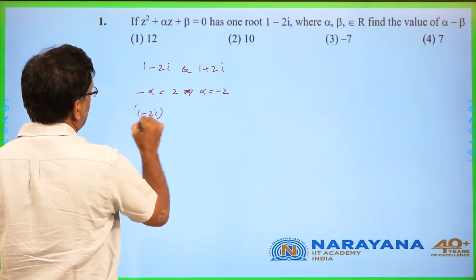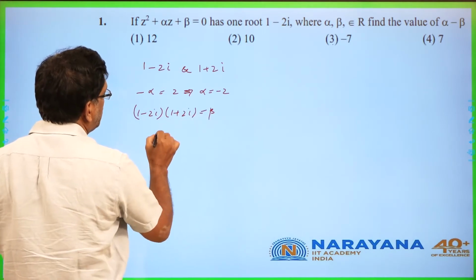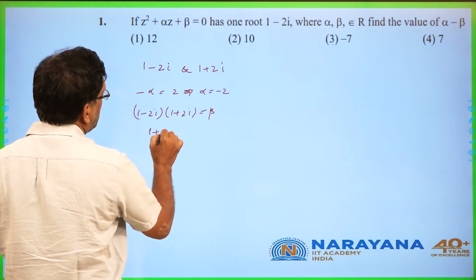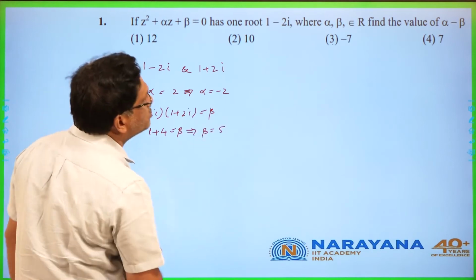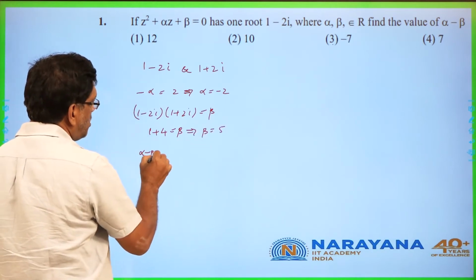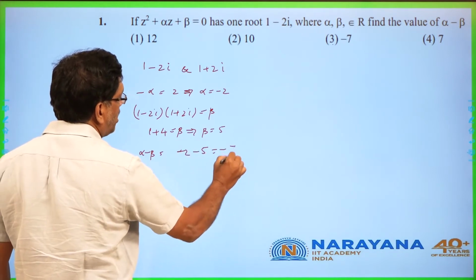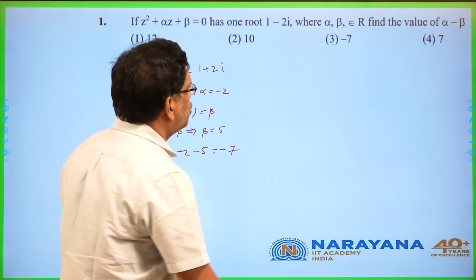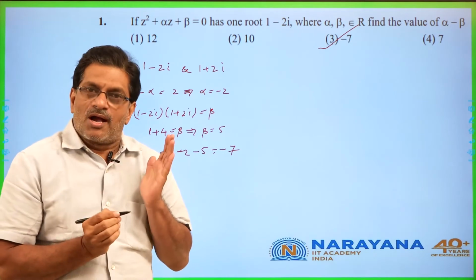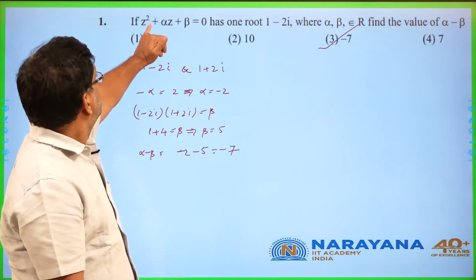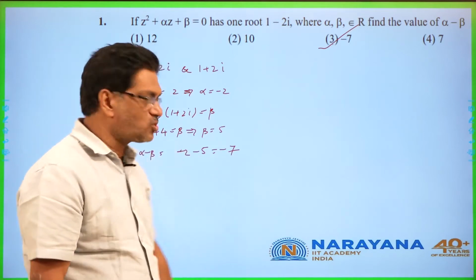Product of the roots, 1 minus 2i into 1 plus 2i, equals beta, that is 1 plus 4 equals beta. You mean beta equals 5. He is asking alpha minus beta, that is minus 2 minus 5, minus 7. So your answer is 3. Simple problem, a combination of complex numbers and quadratic equations, right? We'll move on to the next question.